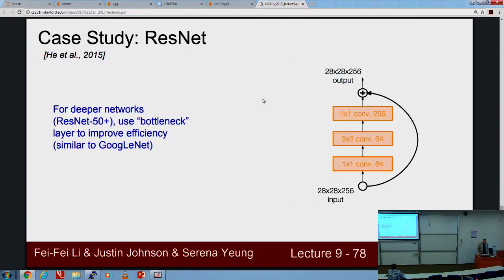And for deeper networks, they also borrowed the trick from GoogleNet of using these bottleneck filters, the 1x1 filters that reduce the channel size. So this is a typical example where from 256 channels, I reduce it down to 64 channels using this bottleneck, and then I do a 3x3 convolution, and then another 1x1 convolution to get it back up to 256. So in the input and in the output, I have 256 channels, but when I'm doing this expensive convolution operation, I only have 64 channels. So that also speeds things up and saves you some memory.